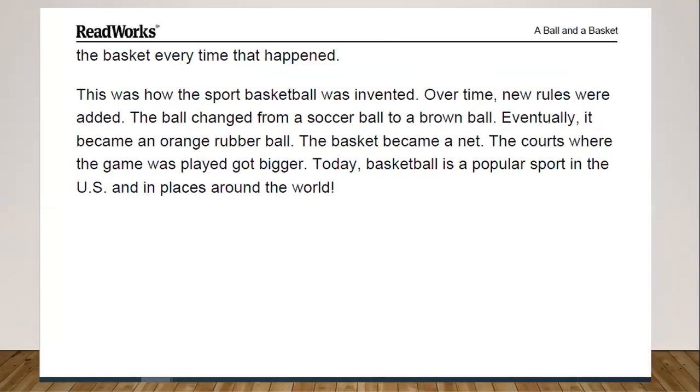Going on, we'll read the last paragraph here. This was how the sport of basketball was invented. Over time, new rules were added. The ball changed from a soccer ball to a brown ball. Eventually, it became an orange rubber ball. The basket became a net. The courts where the game was played got bigger. And today, basketball is a popular sport in the US and in places around the world. Okay, we'll cover it.